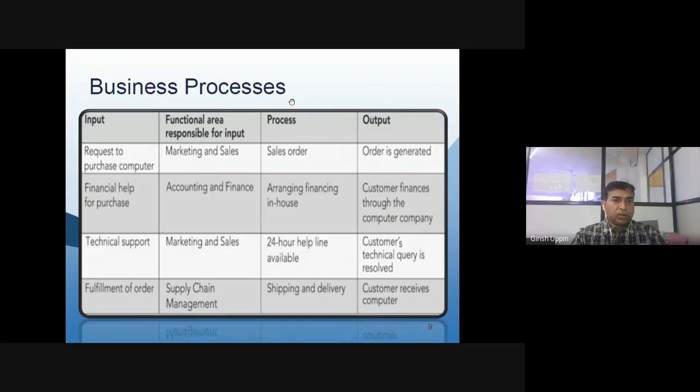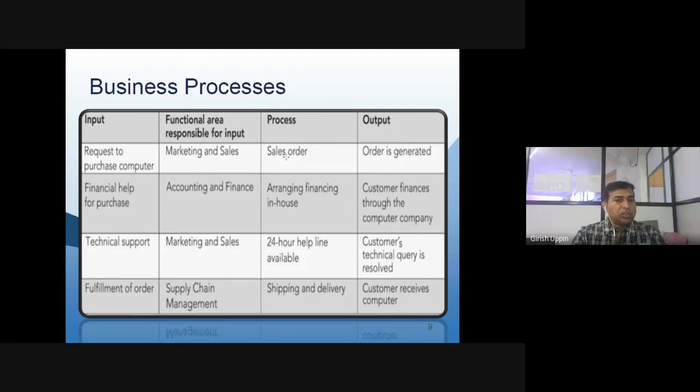Business processes, okay: input and the output. So here, the input, then the functional area responsible for the input, what kind of process we are going to use, the business process, and what kind of output is produced. For example, the first one is the request to purchase a computer. Whose functional area is it? Marketing and sales. Marketing and sales are the ones who will take the purchase request.